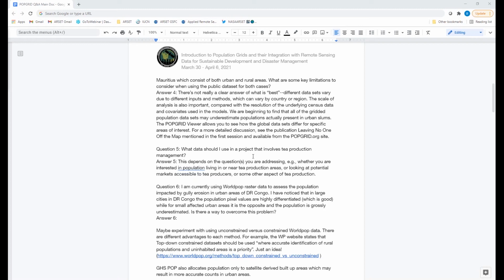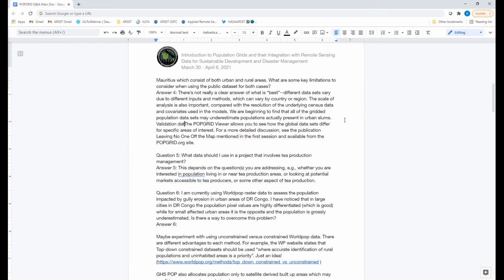We are in the middle of a study that's looking at slum areas, and we are starting to find that actually all the available data sets may be underestimating the number of people actually in the slums. But again, you have to take that with a grain of salt, because the validation data for slums is itself got problems and issues regarding those counts.